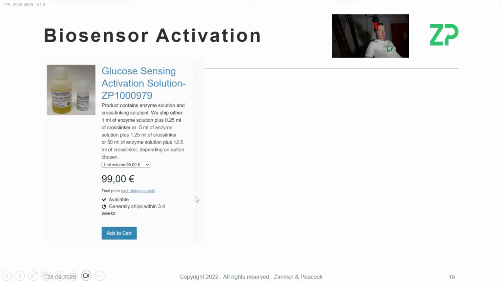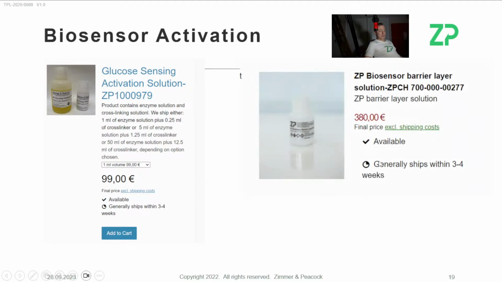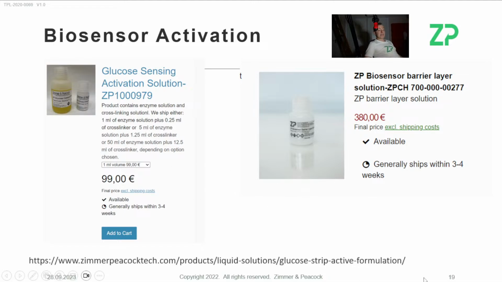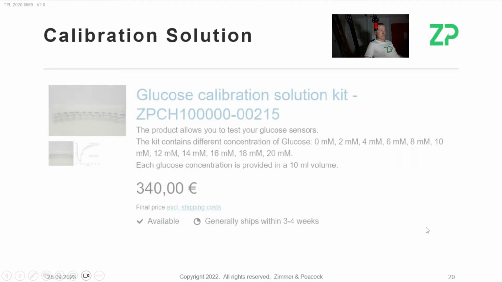The activation solution, you can buy the activation solution. There are 2 parts to the activation solution. And this link, by the way, has a video on this page which actually shows one of our guys activating and also adding the barrier layer. If you're not clear about this activation solution and this barrier layer, I do have lots of videos about generation 1 glucose sensors on the ZP website. But relative to other things, that's the solution, and that's the barrier layer that you need.